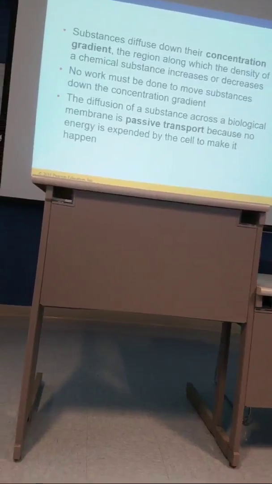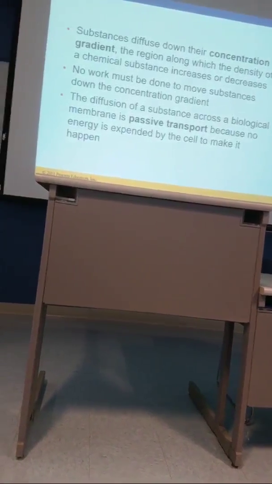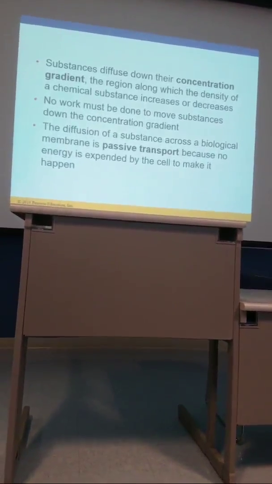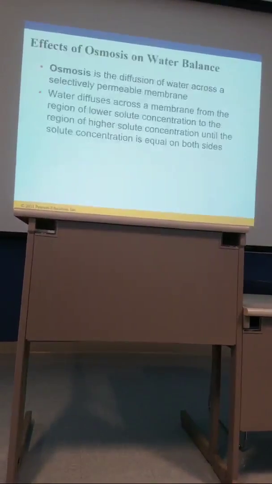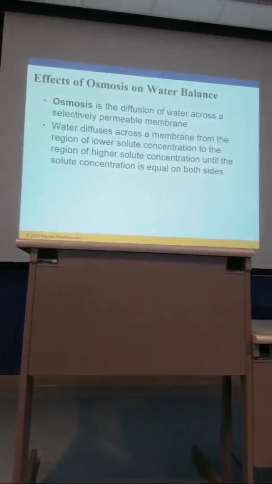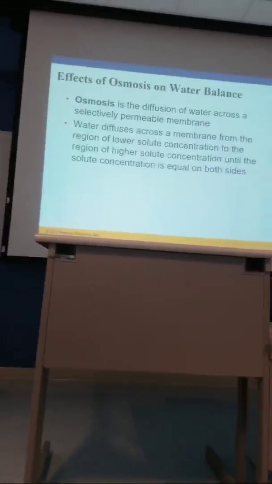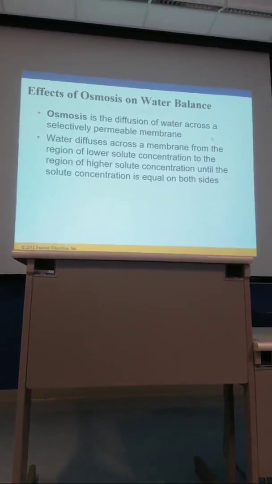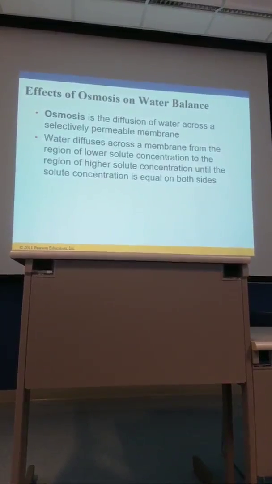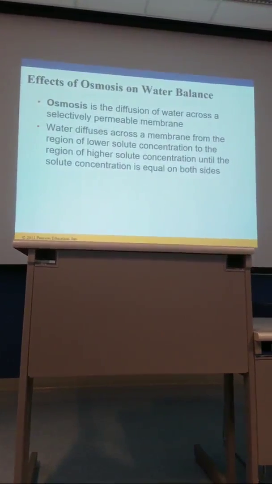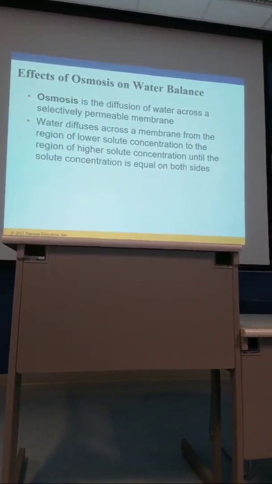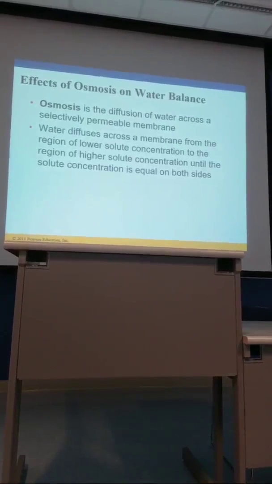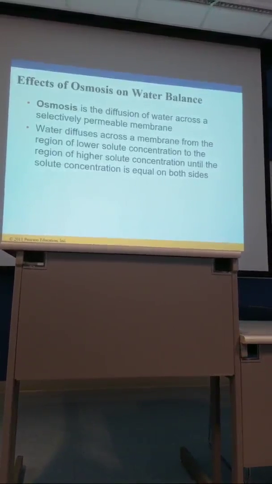The diffusion of a substance across a biological membrane is called passive transport. Key to it, no energy is added to make that happen. Osmosis is the term specifically used to describe the diffusion of water across a membrane. Notice here, this is very important, water diffuses across a membrane from the region of a lower solute to the region of a higher solute.